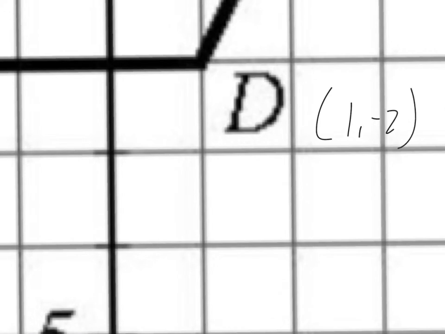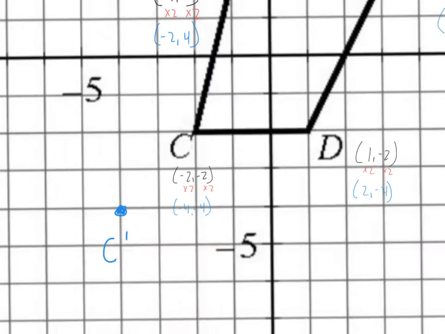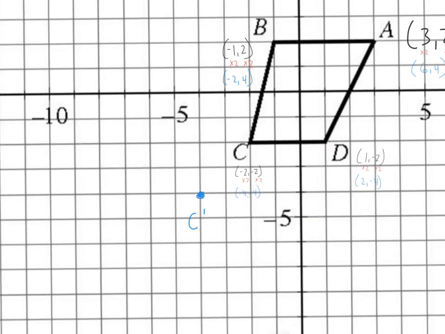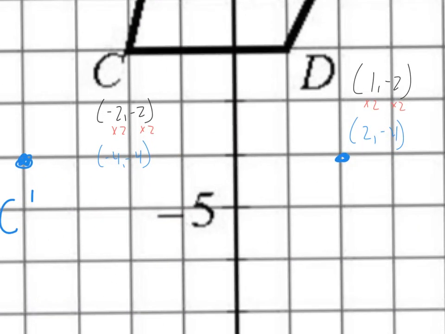And I'm going to multiply each of these coordinates by 2. And then that's going to yield the new point at 2, -4, which then I can go to 2, -4, put a point roughly right around there, and label that as D prime.